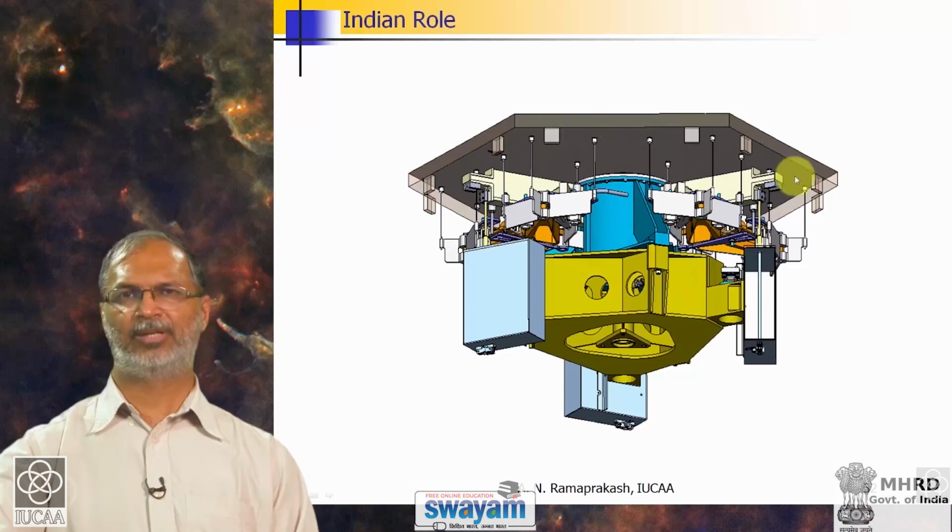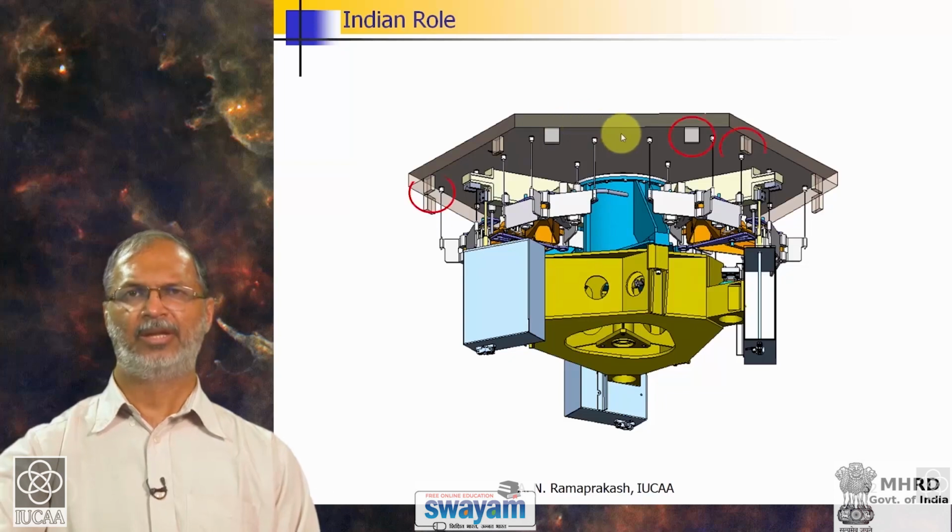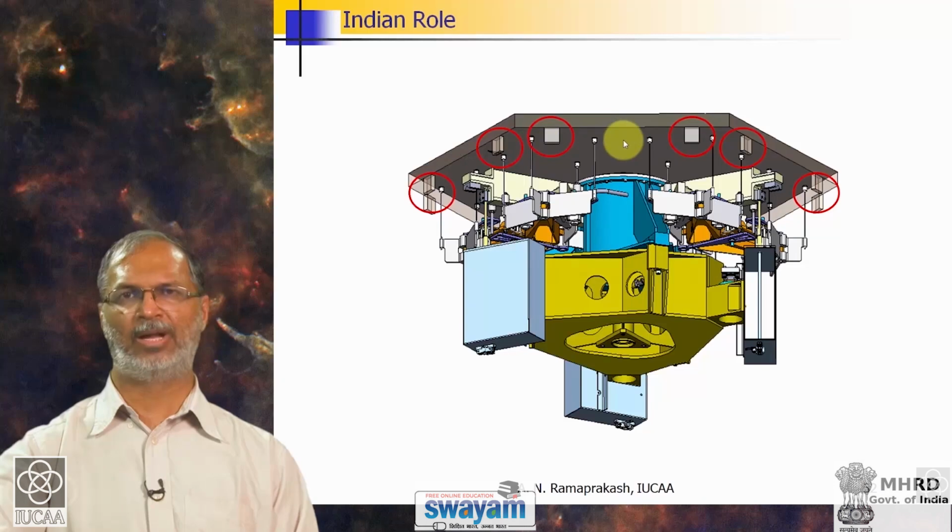One of the primary mirror segments is shown here as a hexagonal segment, the gray part at the top. Some of these segments are being built in India. Out of the 500 odd segments, close to 100 segments are being built in India. These segments have to be all aligned together to form a single mirror surface to an accuracy of a few nanometers, and this has to be done in real time.